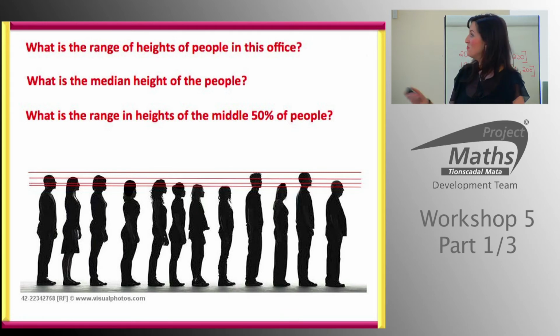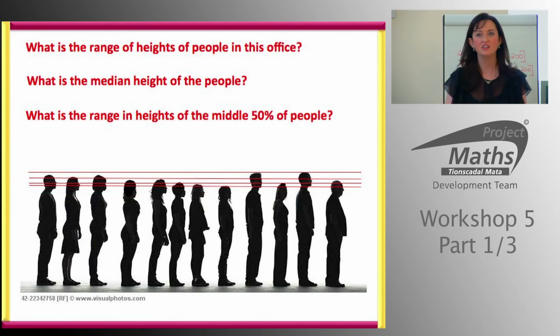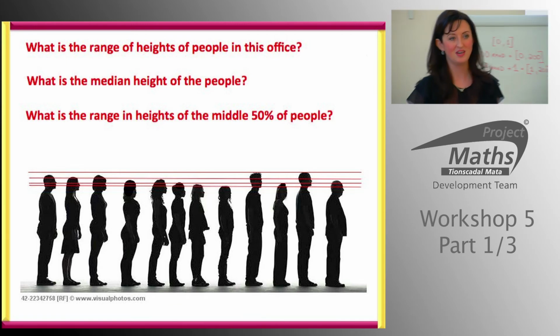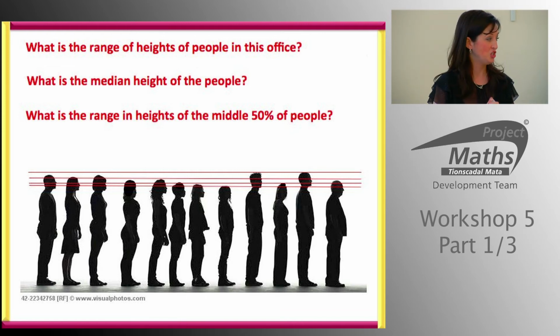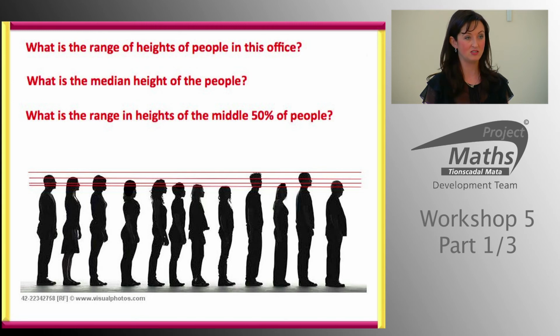Now, there's a reason why I have asked this question and this question along with my median. Why haven't I just said, what's the median? There's a reason for that. So let's say I say to you, I've got a distribution here and the median is 6. What does that mean to you?